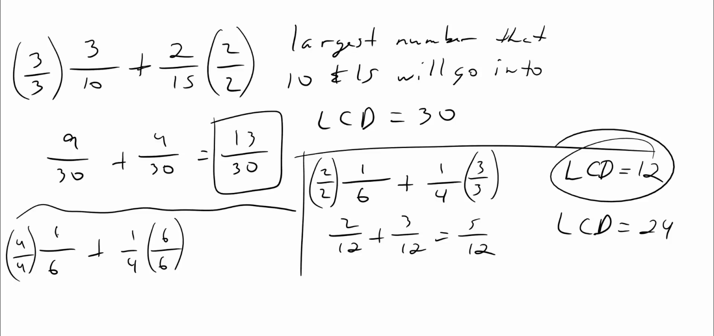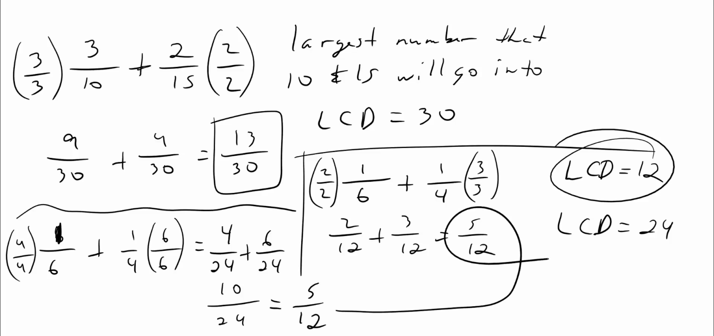So you would get, oops, that's a 1 here, sorry. You'd get basically 4 over 24 plus 6 over 24, which gives you 10 over 24. And if you reduce that, you can use your calculator, I don't care how you do it, but if you reduce 10 over 24, you get 5/12. Same as that. Okay, so if you don't pick the best LCD, it's not a big deal. It actually is more work at the end because you have to reduce it. Okay, so that's kind of how LCD works here a little bit.